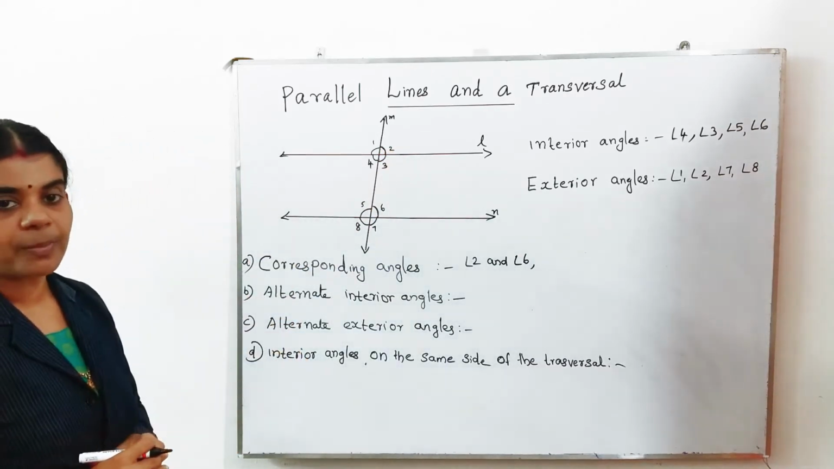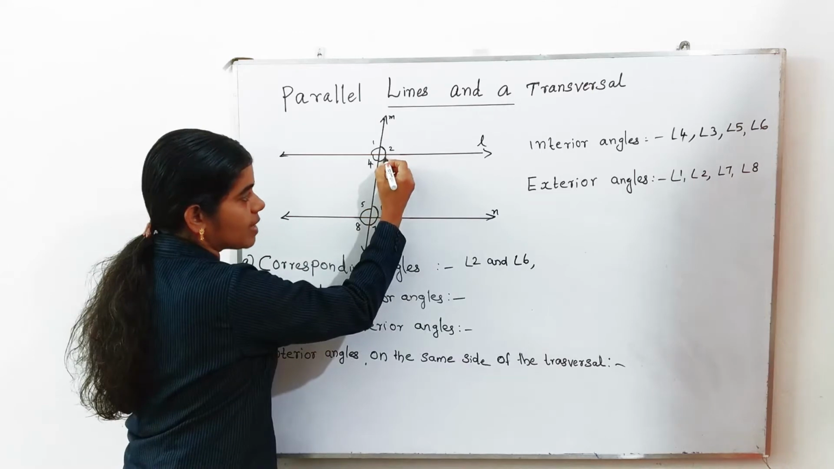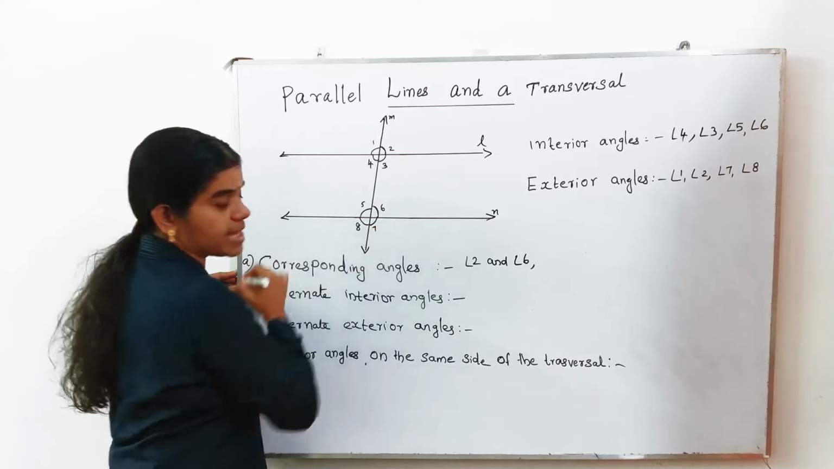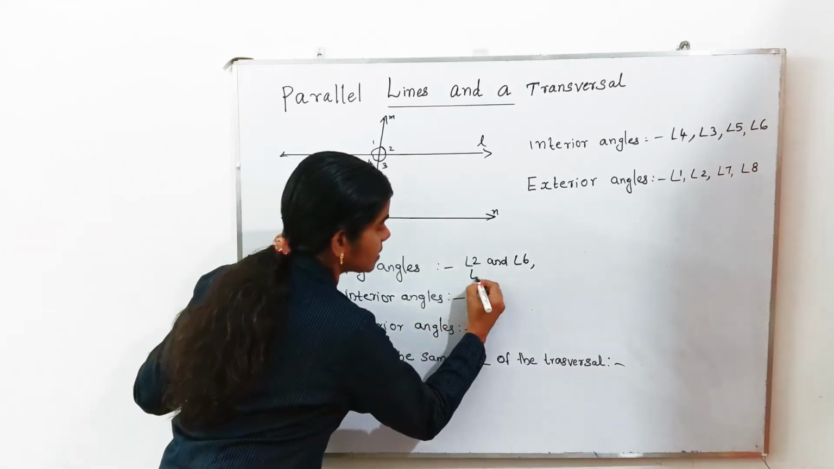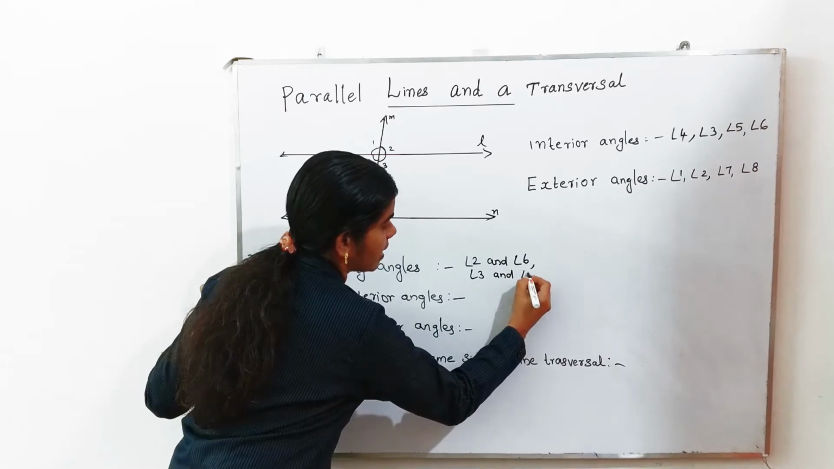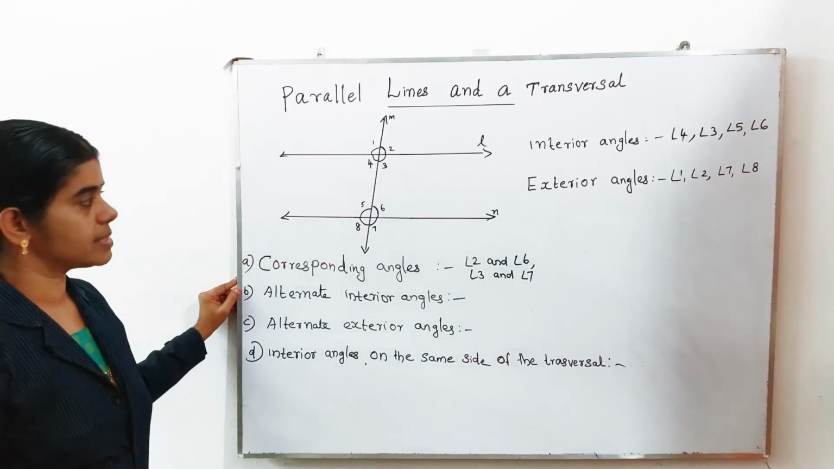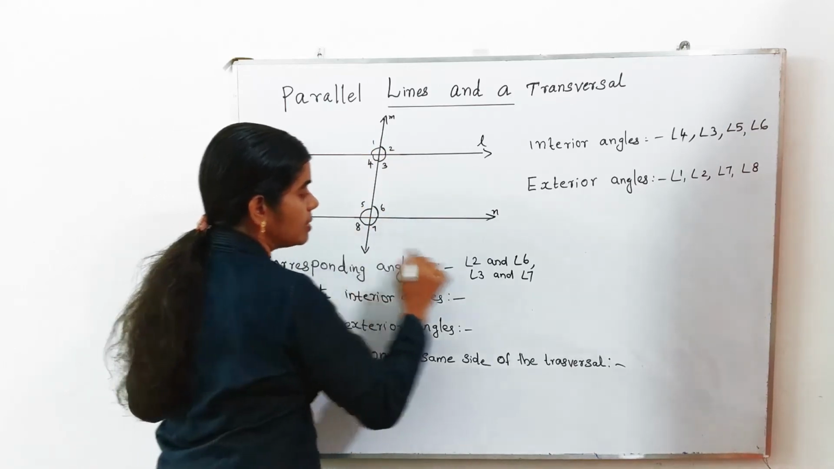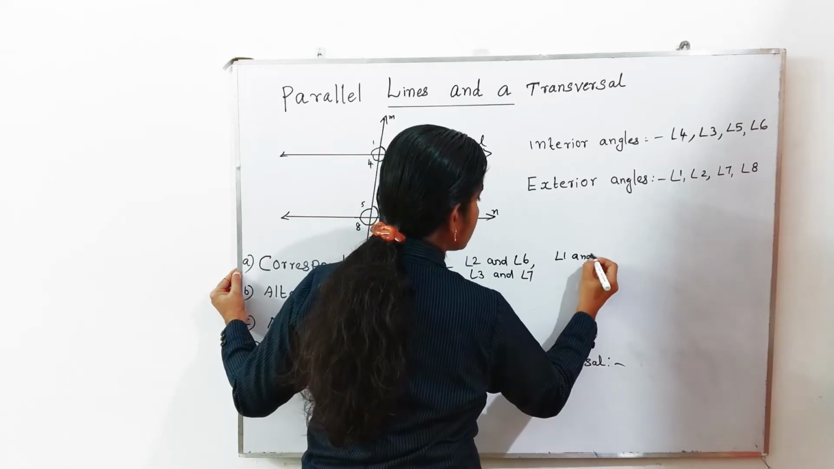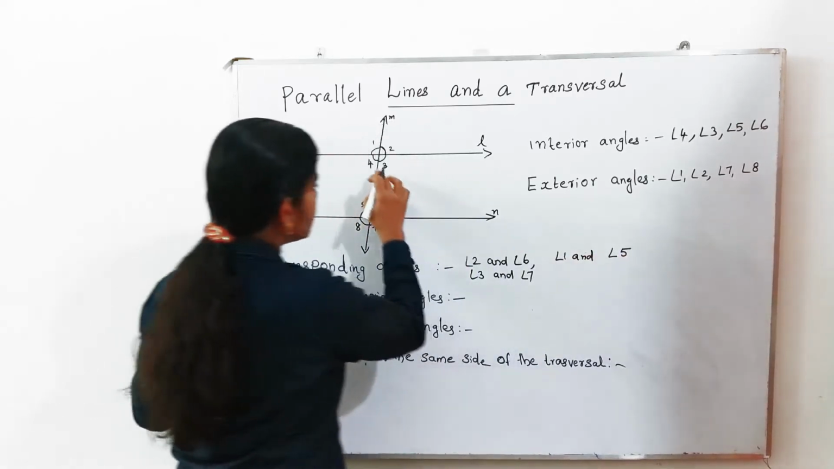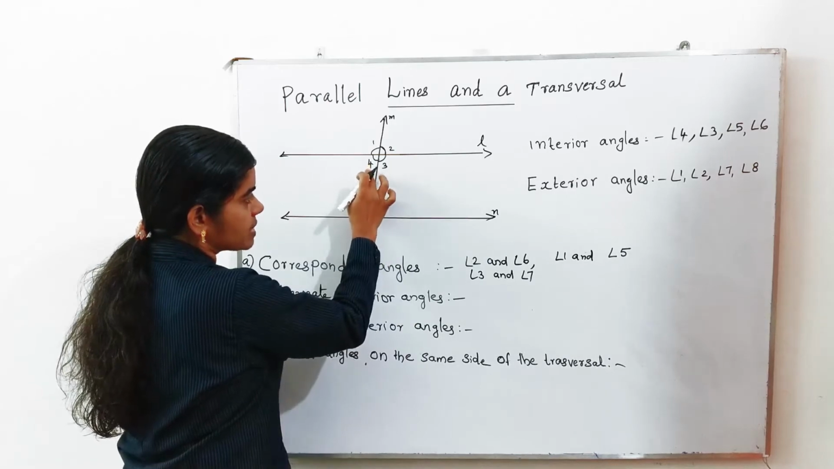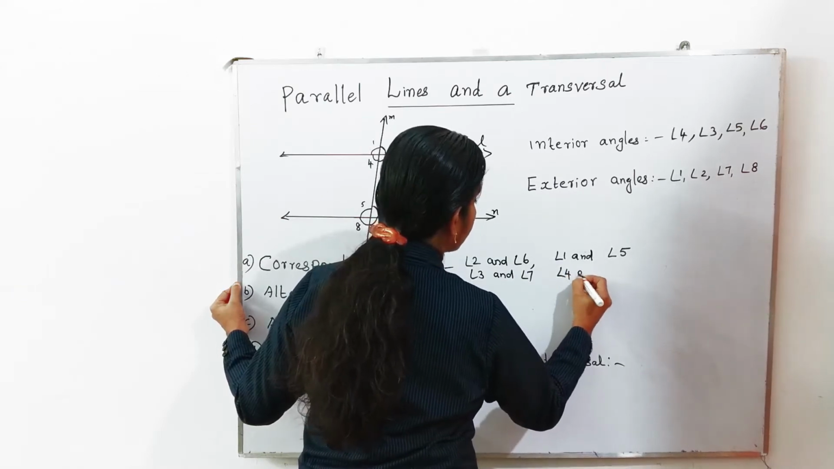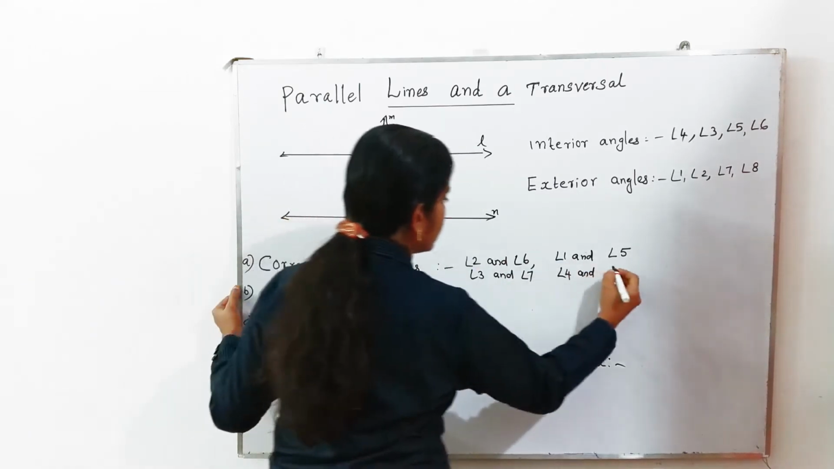Then, can you find out what the other pair will be? Here, this line cuts the parallel line on the downside, one angle is there. In the same place, what is the angle here? 7. Then angle 3 and angle 7 are another pair of corresponding angles. Then just look at this side. What will be the other pair? Angle 1 and angle 5. Next, angle 4 and angle 8, here on the downside of this parallel line.